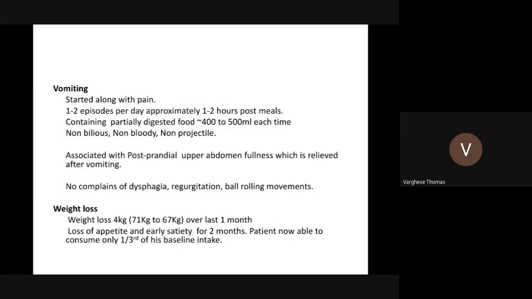Why is there vomiting? Vomiting is an important symptom of this patient. Why is there vomiting? Because of the abdomen. Which part of the stomach seems to be affected?